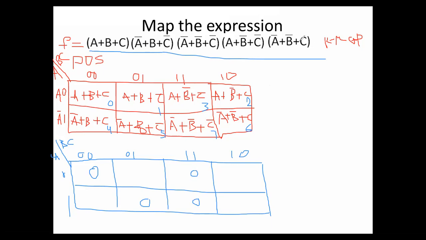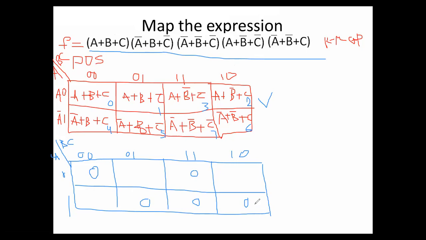A bar plus B bar plus C. That is 1, 1, 0. Okay, that is 6. So here, the general K-map is already here. Based on this only we are getting this. So for each term, we are putting zeros in the corresponding cells.